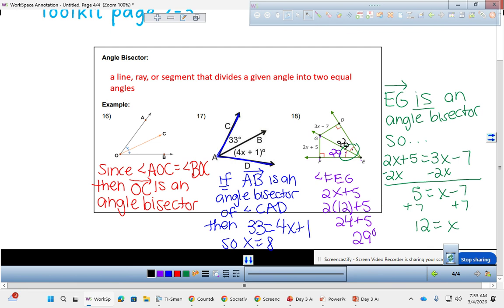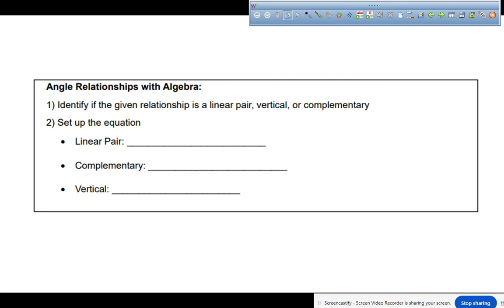Things can be next to each other and have no other relationship. So you're going to learn a rule for vertical angles, complementary angles, and supplementary angles. And then you'll be able to apply them to solve for missing things. All right? So in your toolkit, the next page has this box that says angle relationships with algebra.